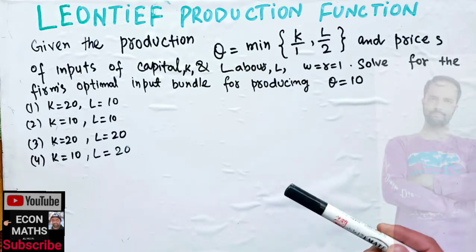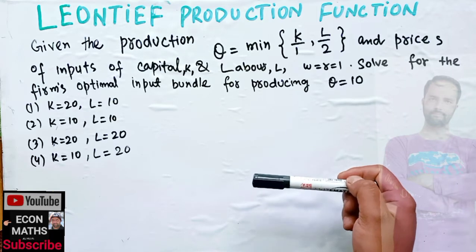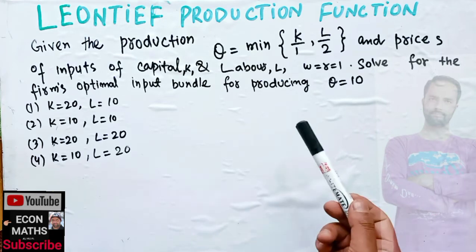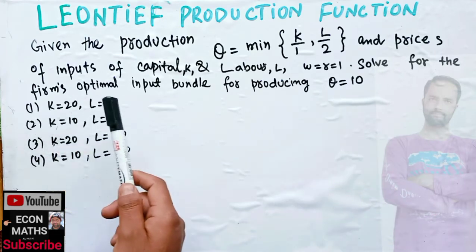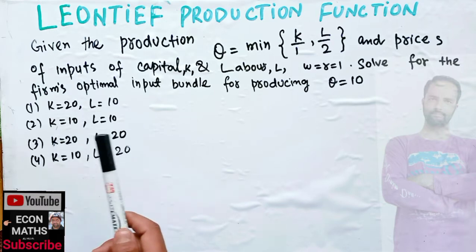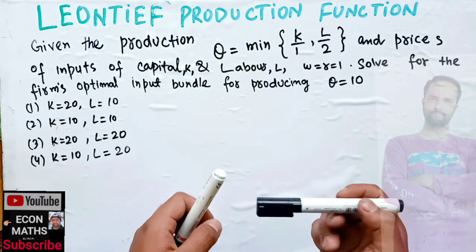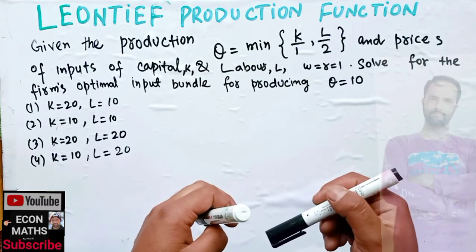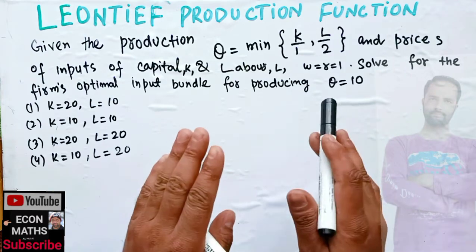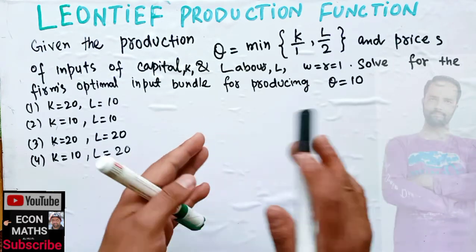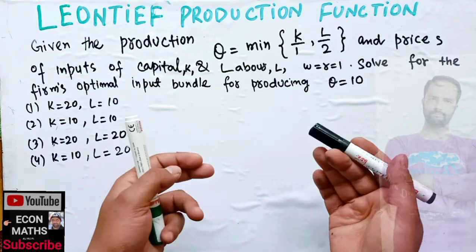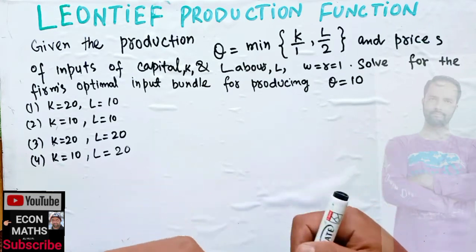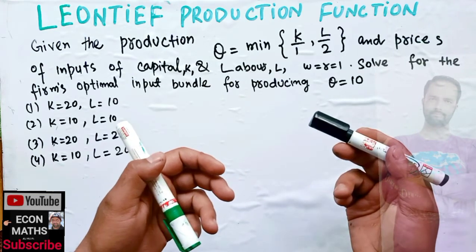That means how much input we need to produce 10 units of output, given this Leontief production function. The options are given as K is equal to 20, L is 10; K 10, L 10; K 20, L 20, and similarly. So we have the Leontief production function. By Leontief production function, we mean in this case that we are using capital and labor in a fixed proportion. This Leontief production function is also called the fixed proportion production function.